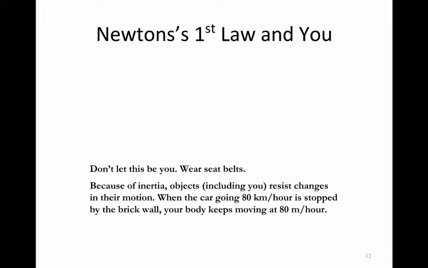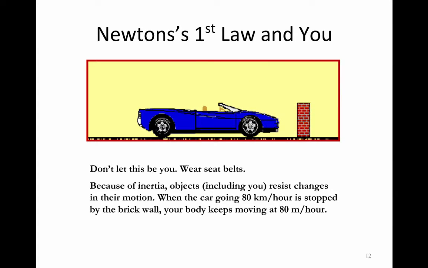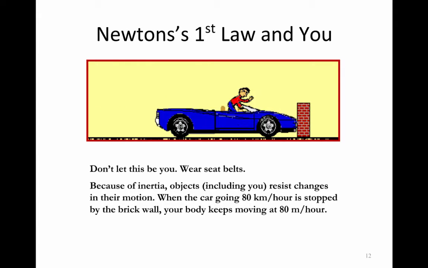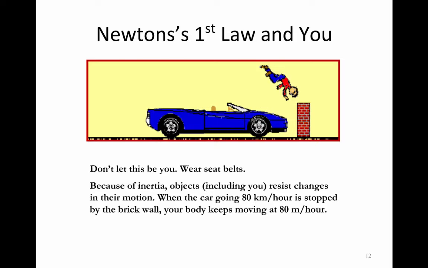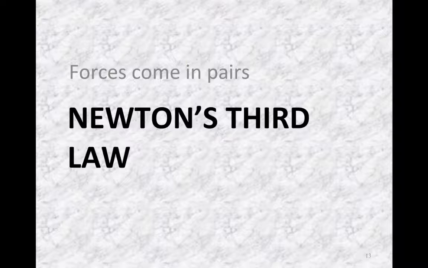Don't let this be you. Always wear your seatbelt. Because of inertia, objects, including you, resist changes in their motion. When the car is going 80 kilometers per hour and is stopped by the brick wall, your body keeps moving at 80 kilometers per hour, unless you have your seatbelt on. An object in motion tends to stay in motion.